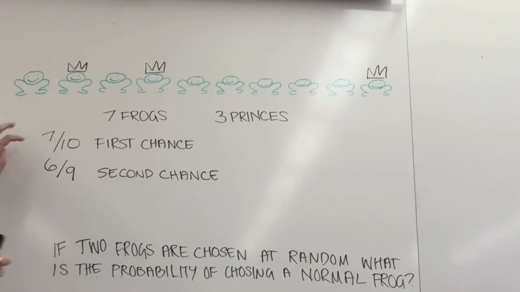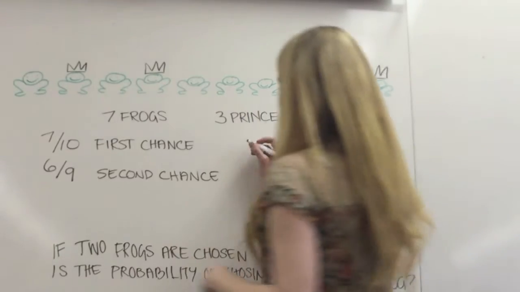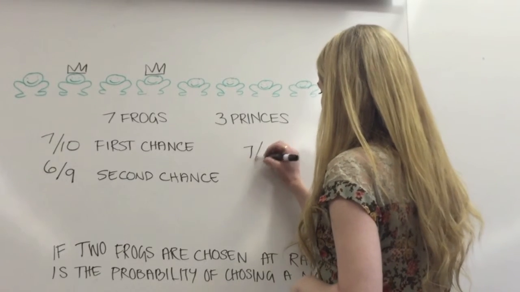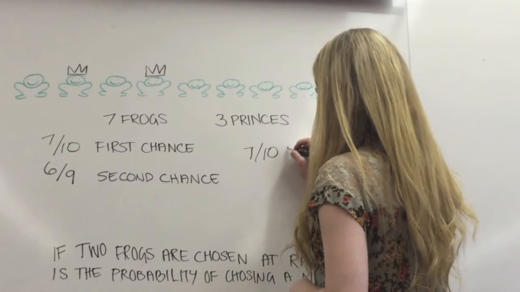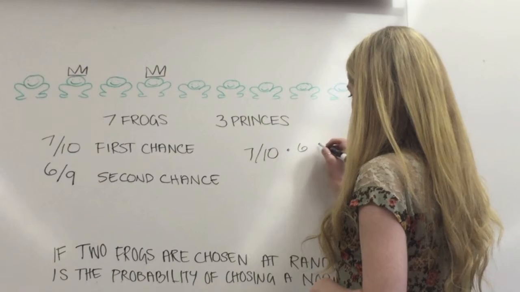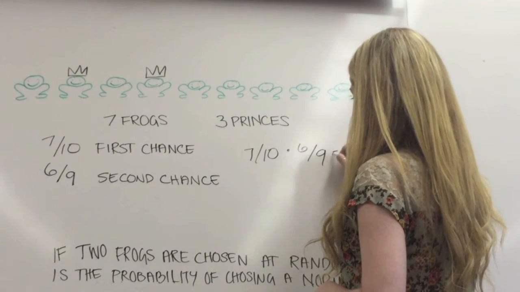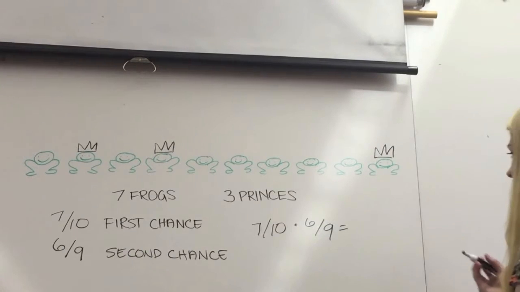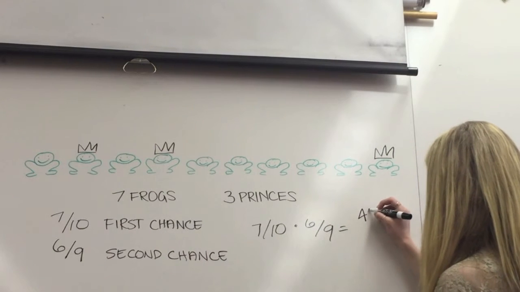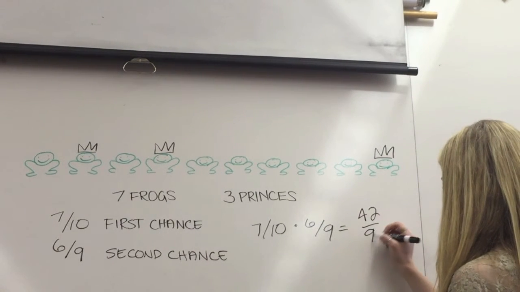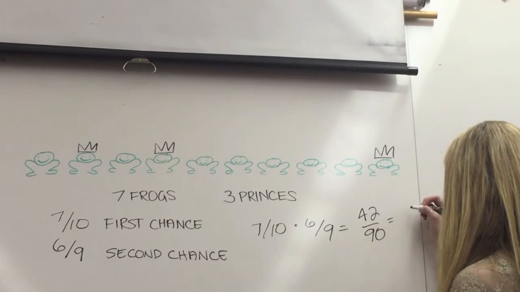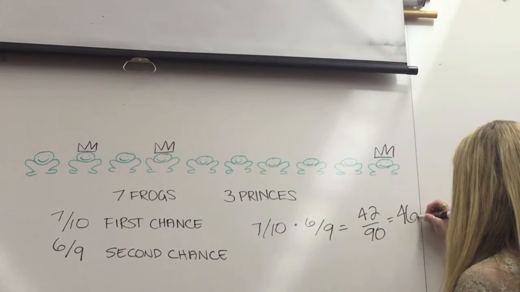Then to find the probability of getting the 2 normal frogs, you're going to take that 7/10 times the 6/9. So this equals 42 over 90, which comes out to 46.6%.